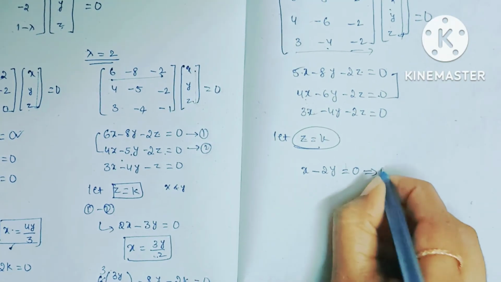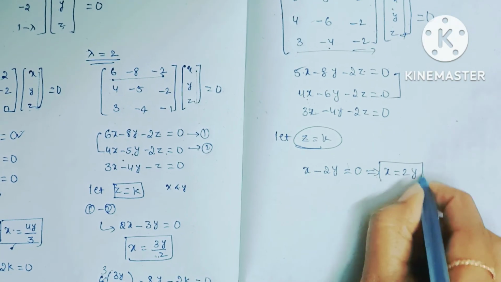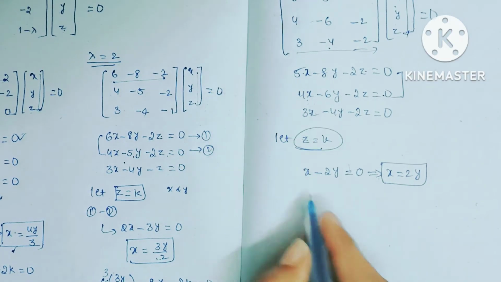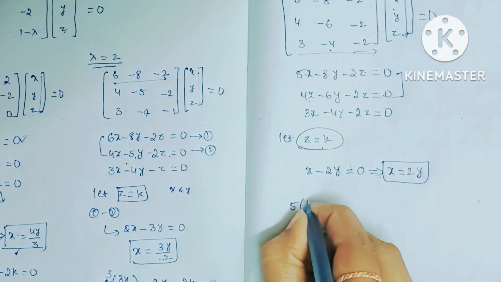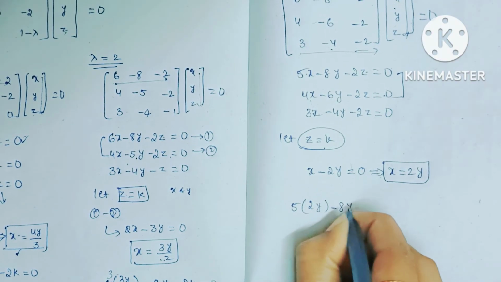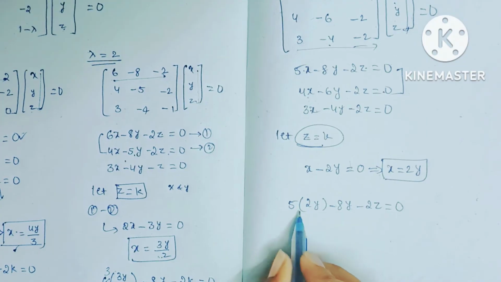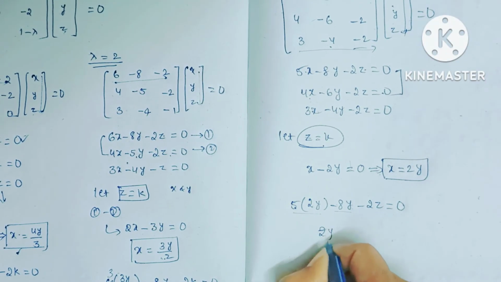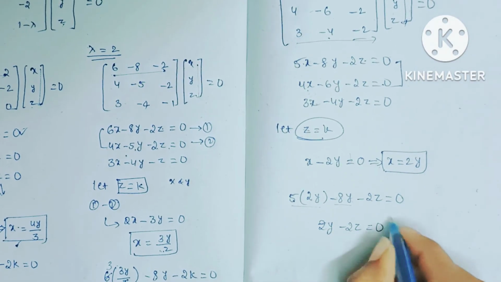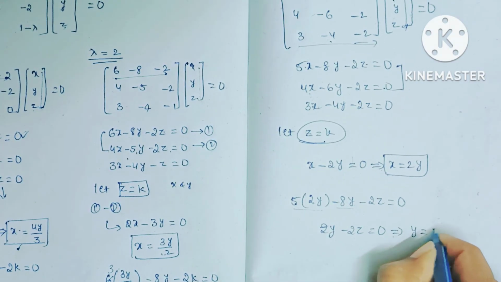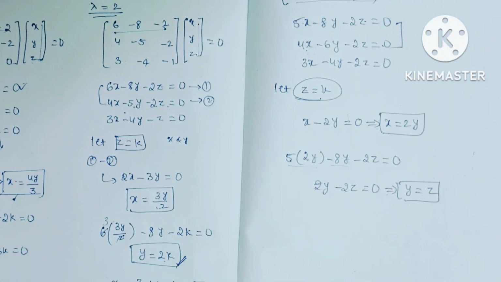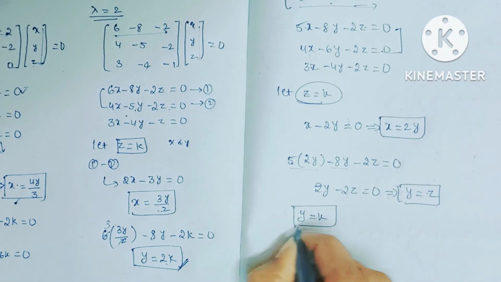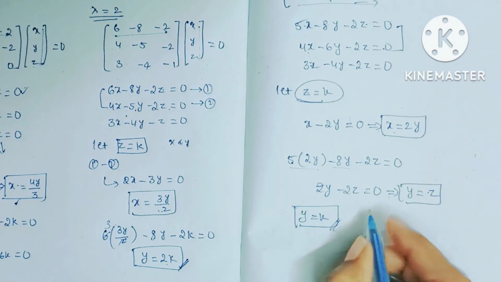For finding the relation, we can subtract 1 minus 2: 5 minus 4, so 1x, minus 8 plus 6, minus 2y. The 2z cancels and this one equals 0. So from here we will get x equal to 2y. Substitute this in any one of the equations to get the z value. So 5 into x, which is 2y, is 10y, minus 8y minus 2z equal to 0. From here we get y equal to z, and we know that z equal to k. So y equal to k, which means x equal to 2k.